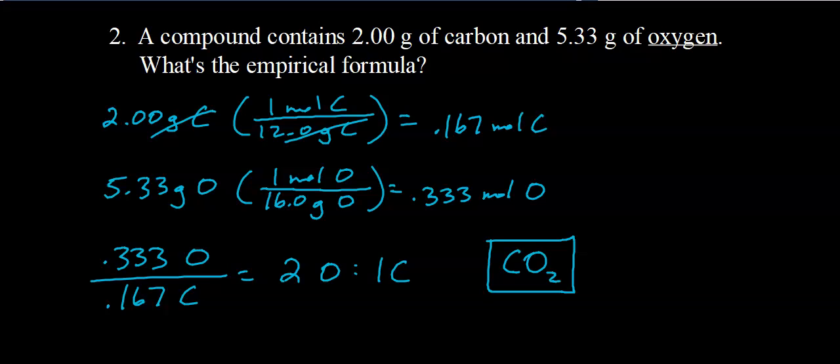We get a nice whole number ratio, 2 oxygens. Again, that's not 20, that's 2 oxygens for every 1 carbon, carbon goes first. And so we get an empirical formula of CO2.